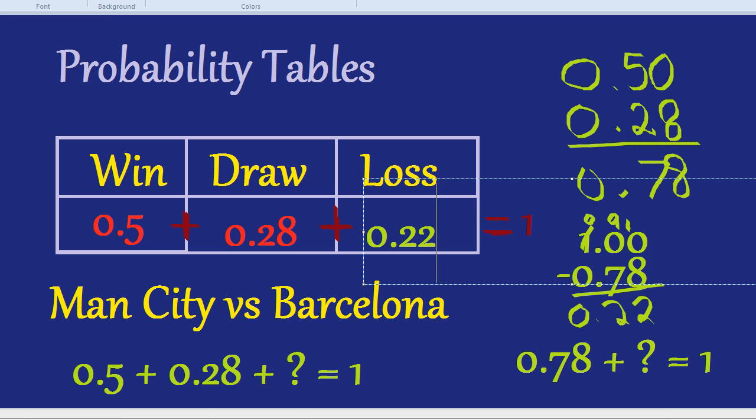To convert between decimals and percentages, you just times by 100. So without knowing anything about losses, just from knowing what the chances are for winning and drawing, we've worked out that the chances of losing is 0.22 because we know all probabilities add up to 1.